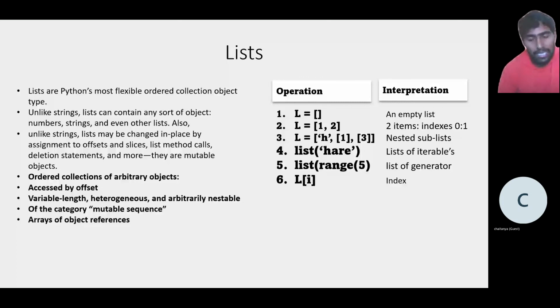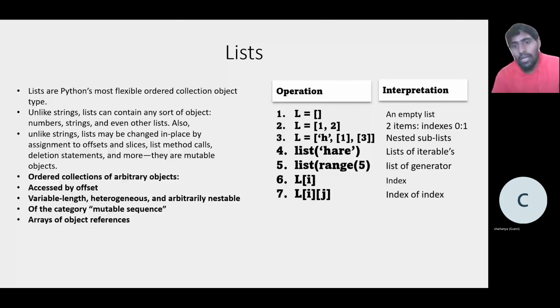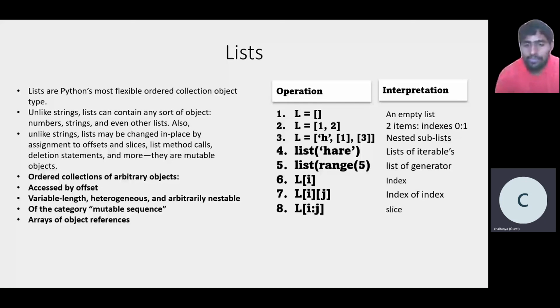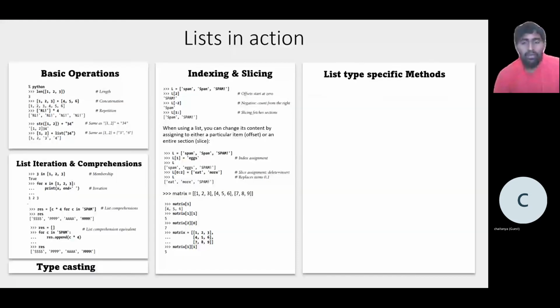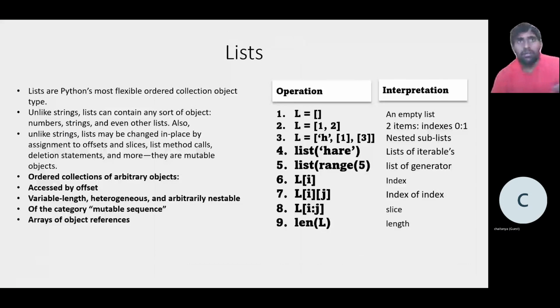What is this? L sub i is index. L sub i sub j is index of index. This is slice. L sub i through j is called slice. Length of L will give you the length. So this is all about the list, the states and character of the list. Now we'll go to the list in action.